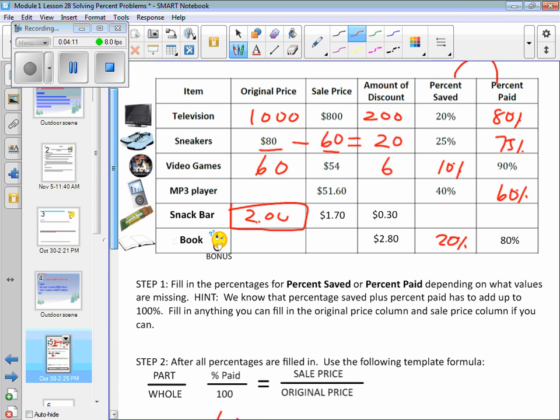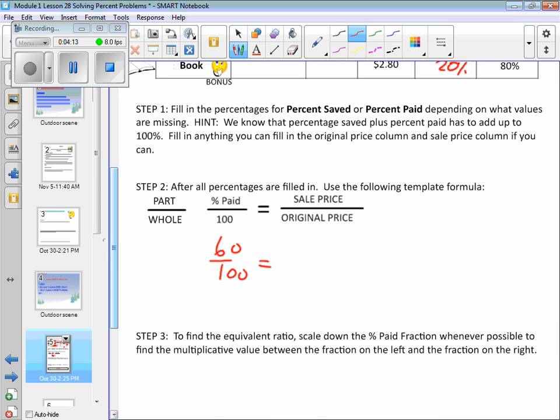I have my sale price, and I'm trying to find original price. My sale price is $51.60. I'm just going to shorten that to 51.6. We don't need that extra zero. Okay, it's considered an annex zero. Just leave it 51.6 for now, over what we're trying to find.